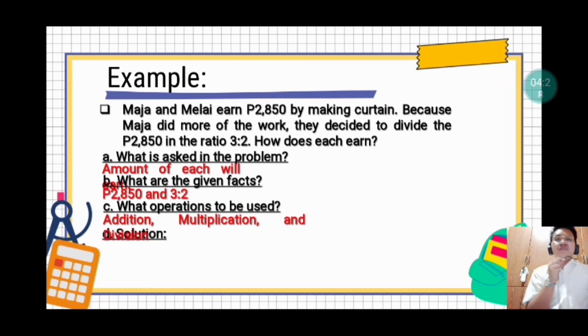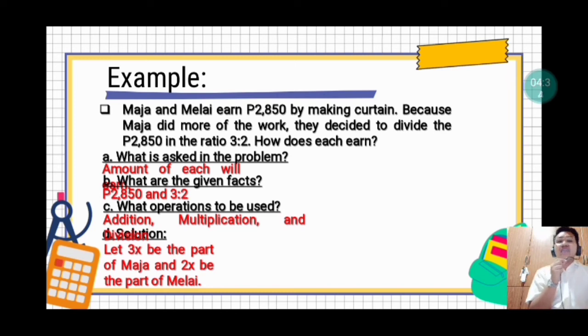And for the next step, the solution. So, what would be our solution? So, let 3x be the part of Maha since mas madami yung naitulong ni Maha sa paggawa ng curtain. So, mapupunta sa kanya yung 3 sa ratio. Mapupunta sa kanya yung antecedent sa ating ratio na 3:2. And on the other side, mapupunta naman yung consequent natin sa ating ratio na 3:2 kay Melai, okay?